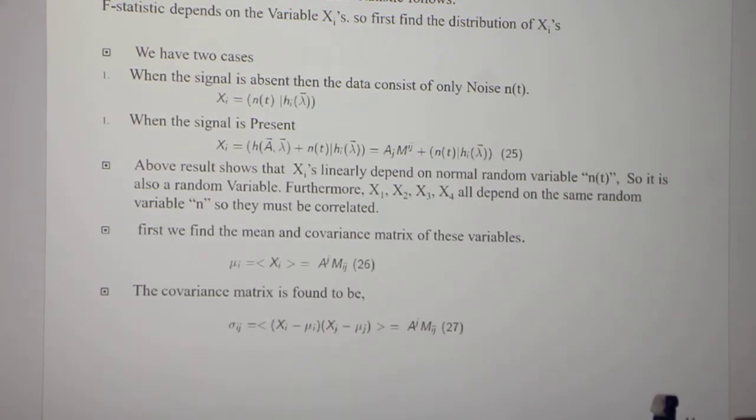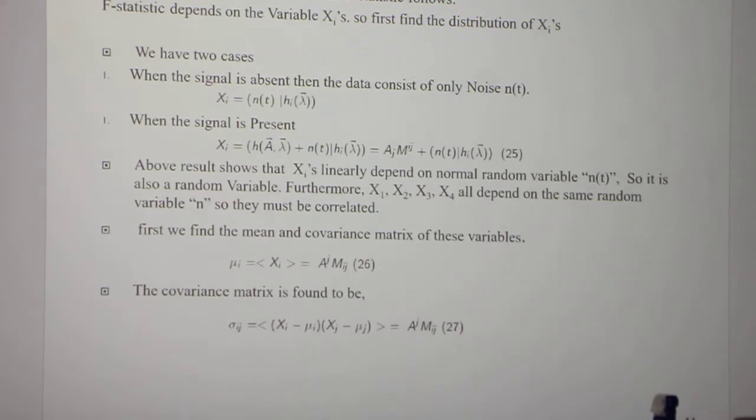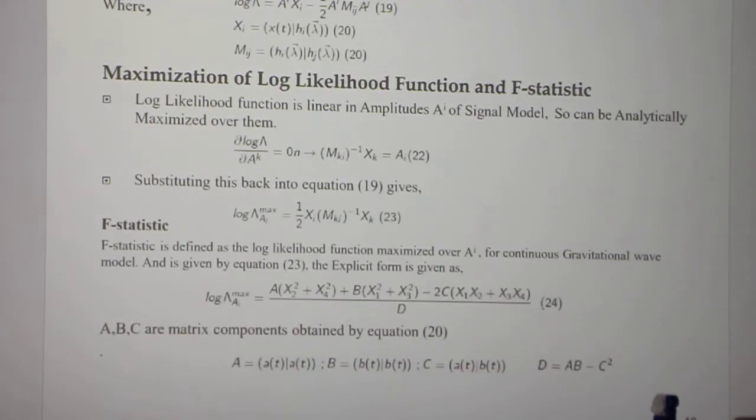Looking at this, our F statistic depends on the xi's, and the xi's are defined like this, from equation 20. They depend on the data and the signal. But we initially considered that there are two hypotheses: our data might contain only noise, or a signal plus noise.